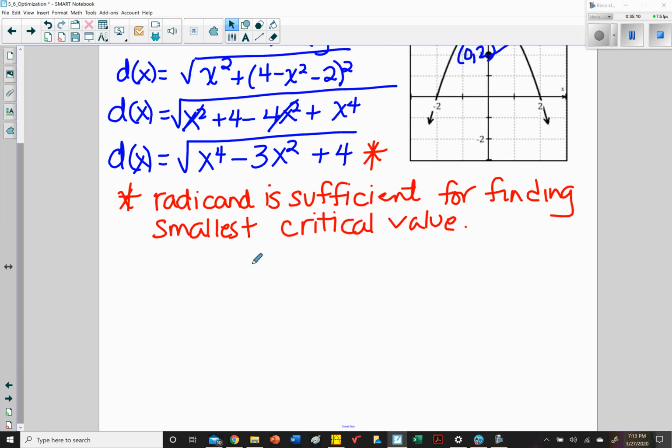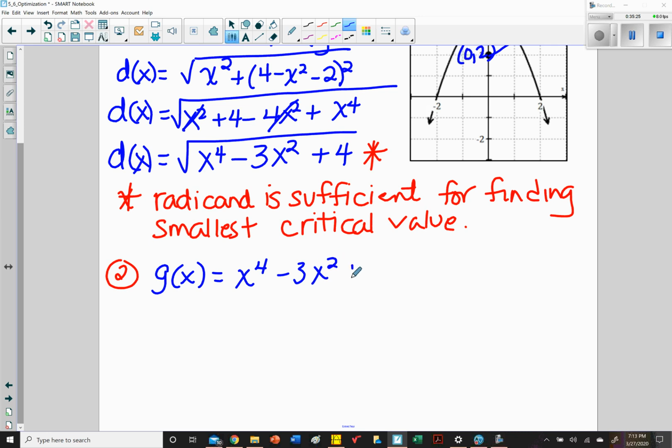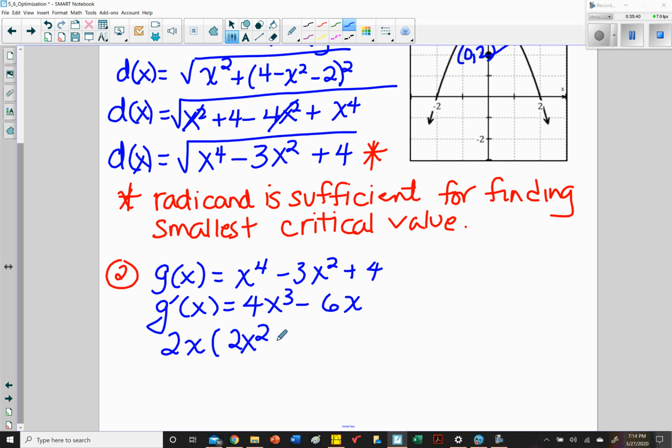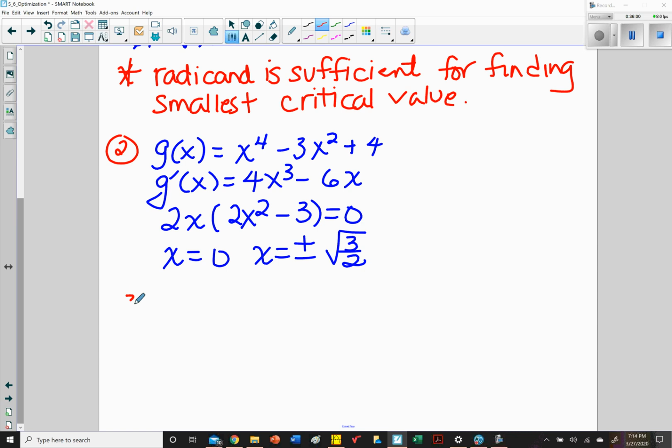Okay, so here we go. Like I said, if I rename the radicand and call it g of x, take the derivative, factor out a 2x, find the critical numbers of the radicand, then we can test these with the test strip. First derivative test.